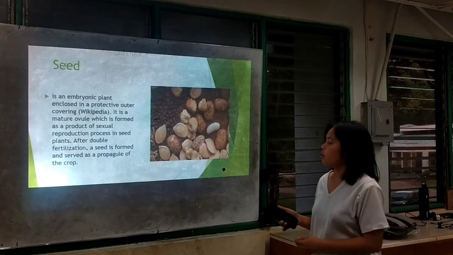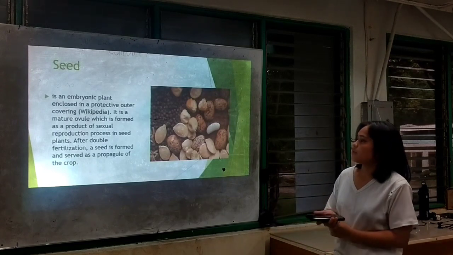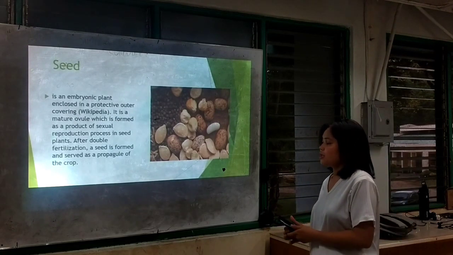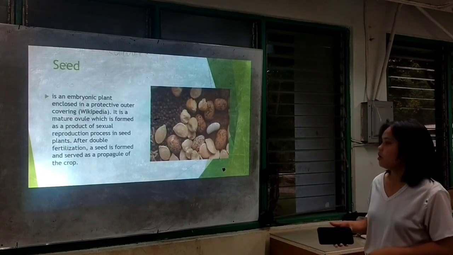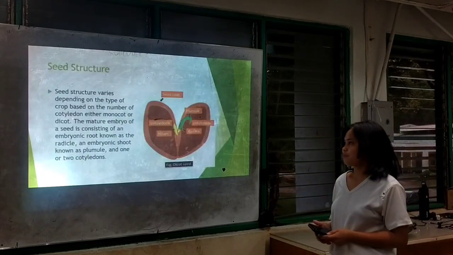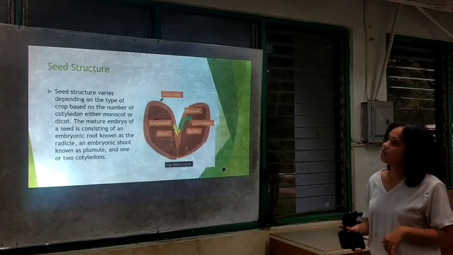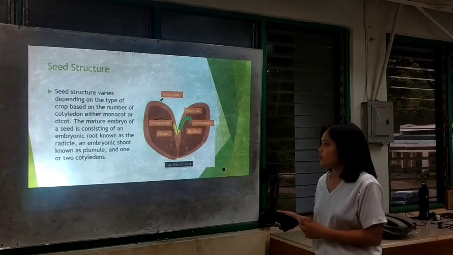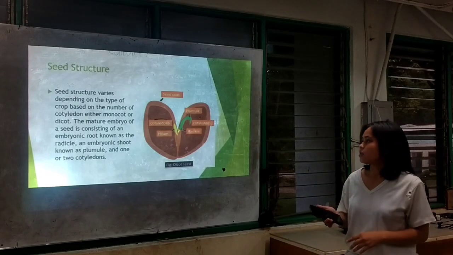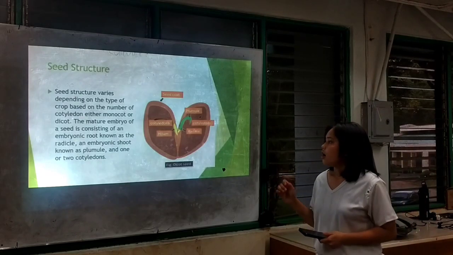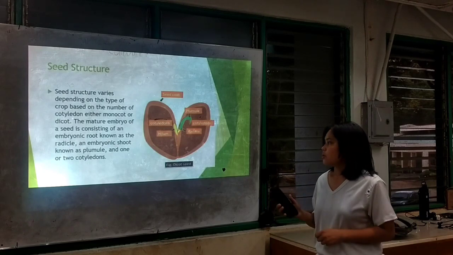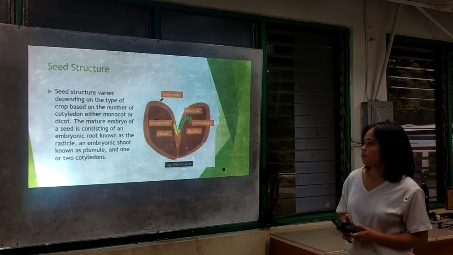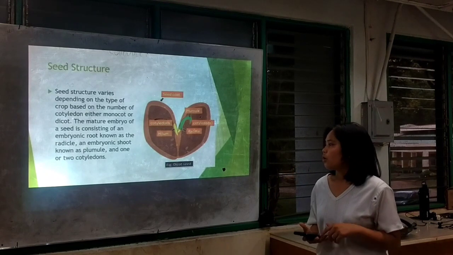It is a mature ovule which is formed as a product of the sexual reproduction process in seed plants. After double fertilization, a seed is formed that serves as a propagule of the crop. The seed structure varies depending on the type of crop, based on the number of cotyledons, either monocot or dicot. The mature embryo of the seed consists of an embryonic root known as the radicle, an embryonic shoot known as the plumule, and one or two cotyledons.